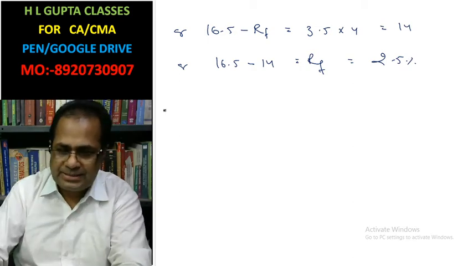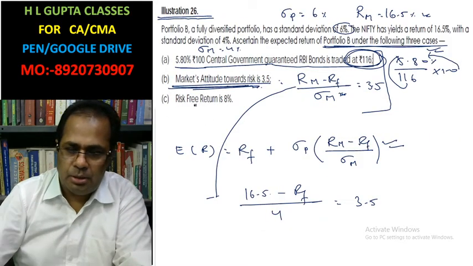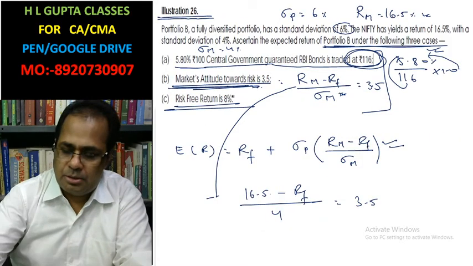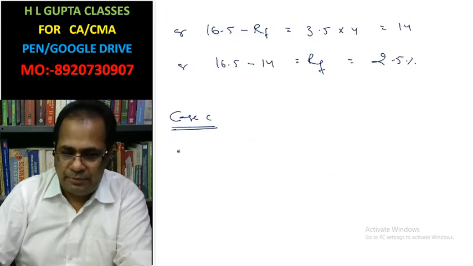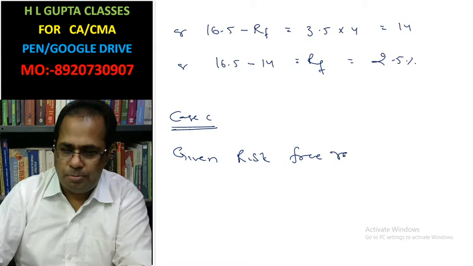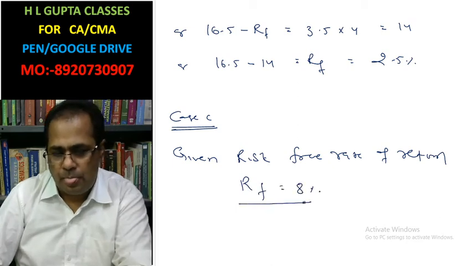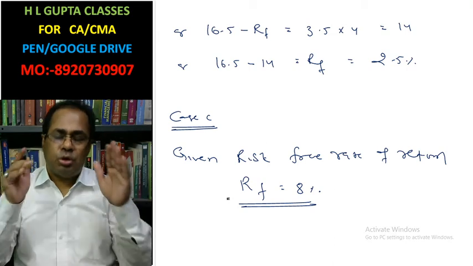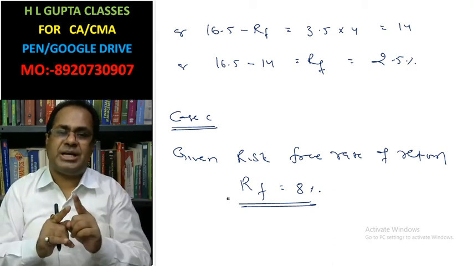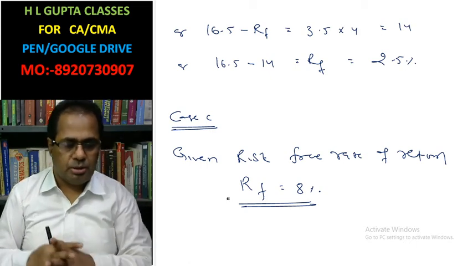Okay, in case C, the risk-free rate of return is given as 8%. Now in all these three cases, you have to calculate expected return as per CAPM on the basis of total risk. Okay?